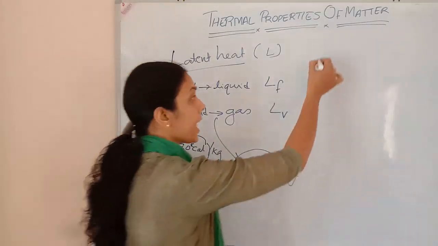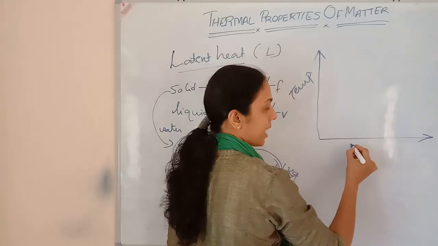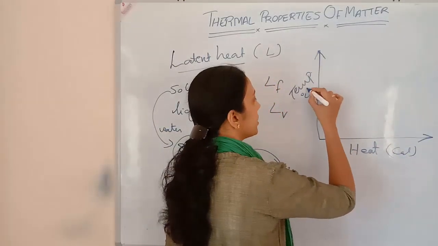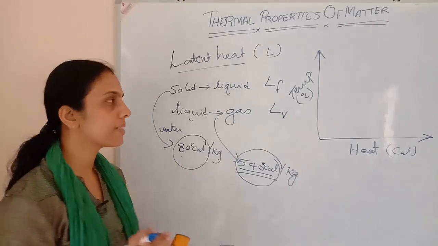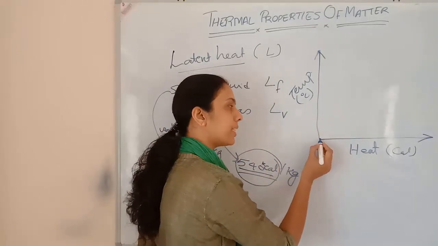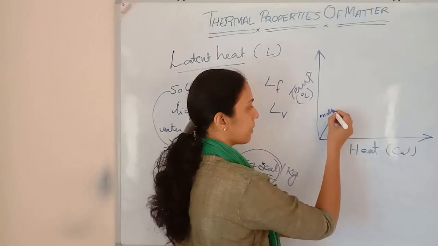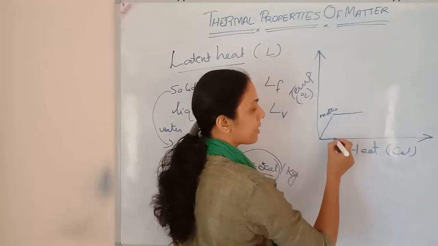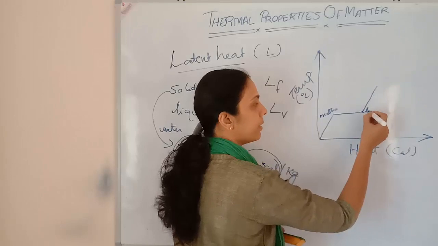So if we are considering a graph between temperature and heat energy, this is temperature in degrees Celsius and this is heat energy. If I am considering water and drawing the graph between these two, we know that from ice we start, we will be getting heat energy and temperature will be rising and it will reach here and it will start melting. Here it is ice. Then during melting, heat energy will be increasing, but temperature remains constant.